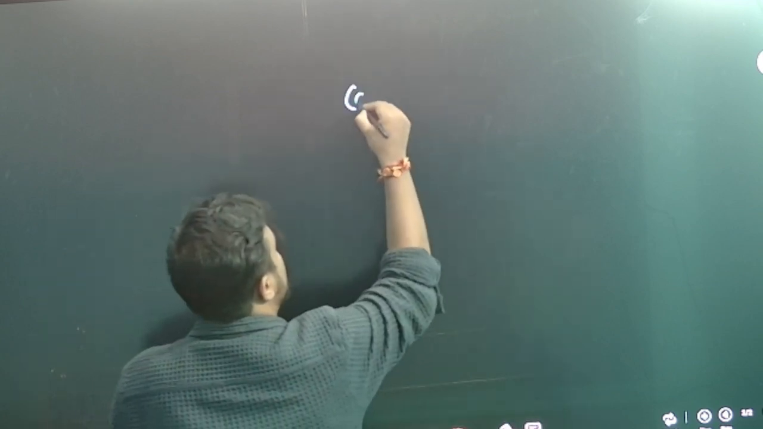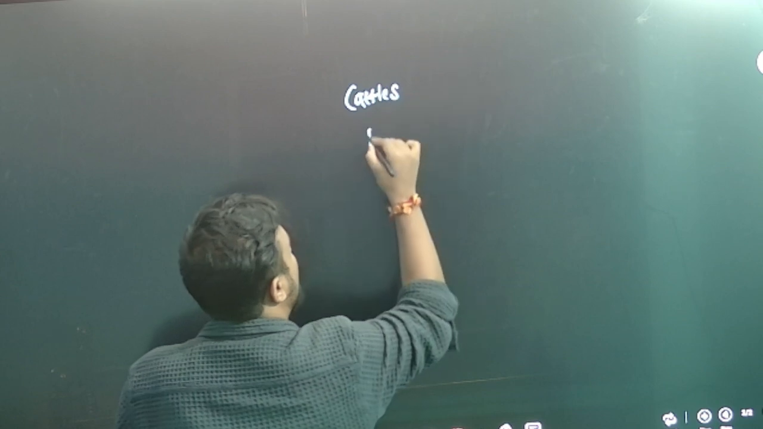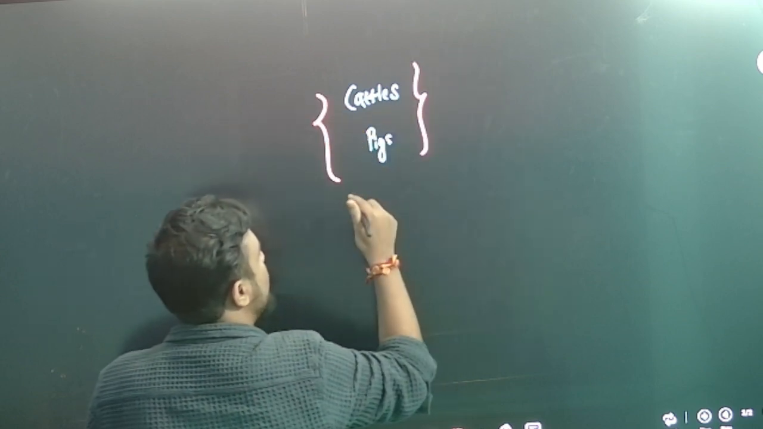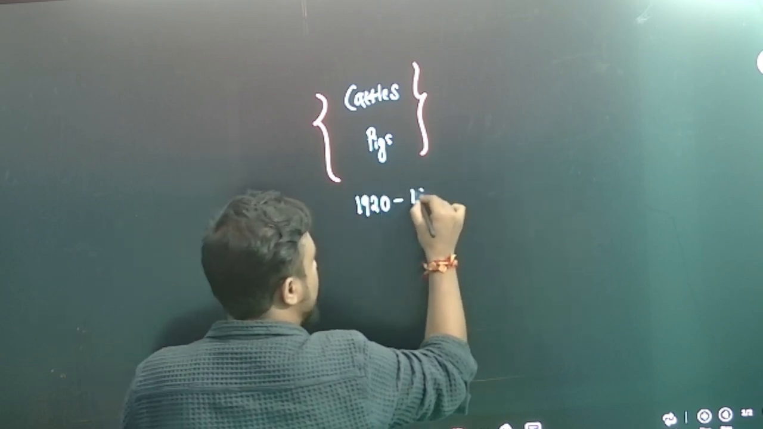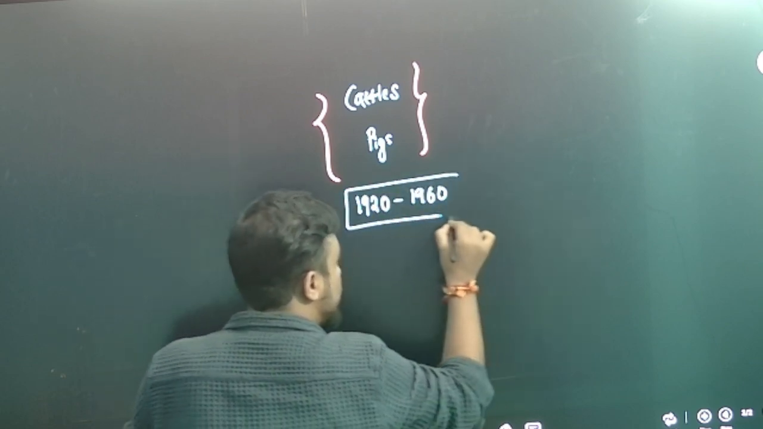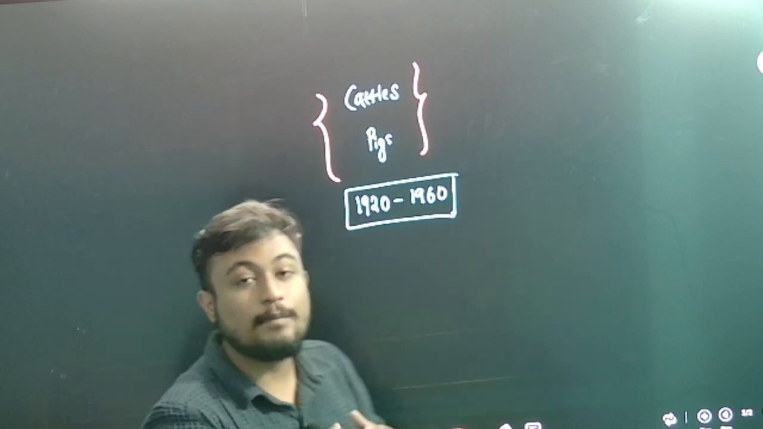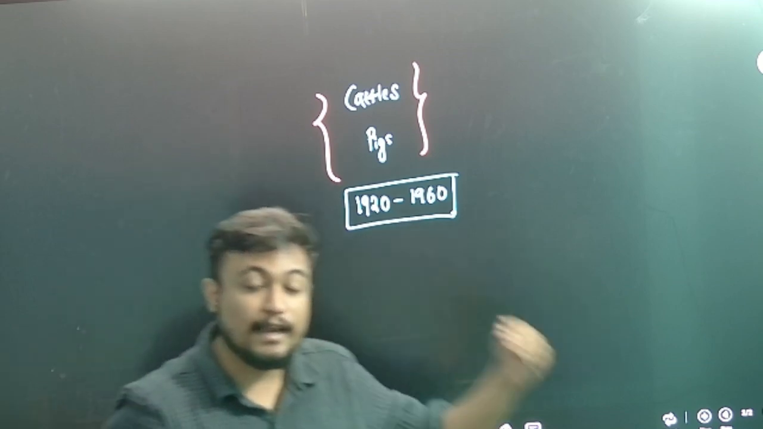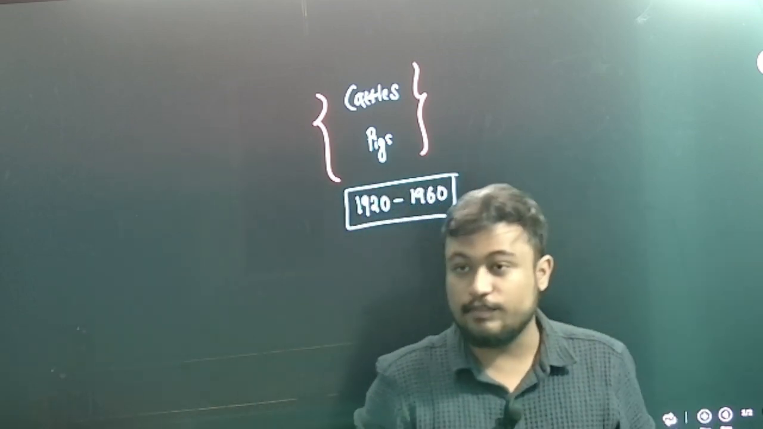Now in the earlier time, in the 1920s to 1960s, what happened? The insulin that we generally consume came from either cattle or pigs. So in that period, the insulin that we use for diabetes generally came from the pancreas of cattle or the pancreas of pigs.